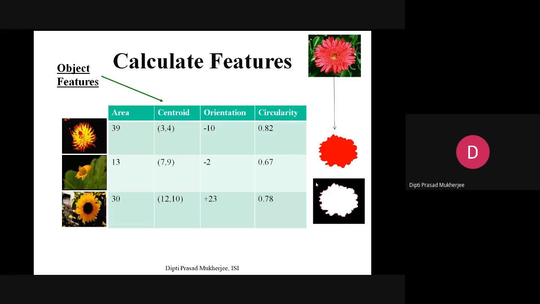Okay, if we have that ready, then my next immediate question is, I'll look at the segments and ask the question: is it a rose? Is it a chrysanthemum? Is it a dahlia? And what should we do for that?